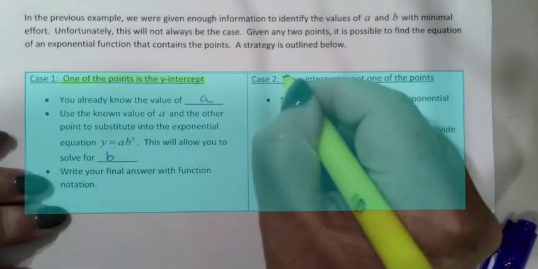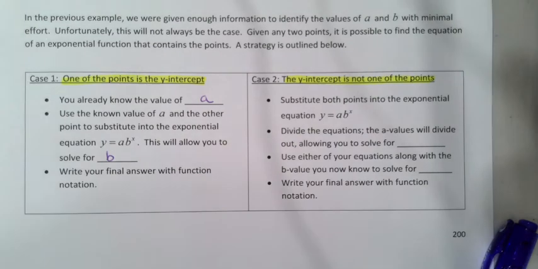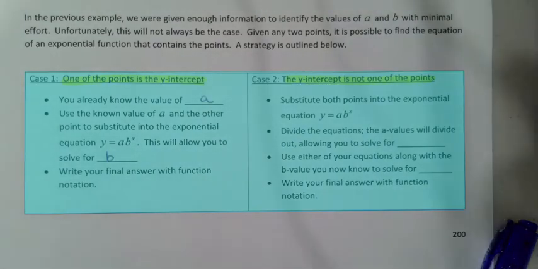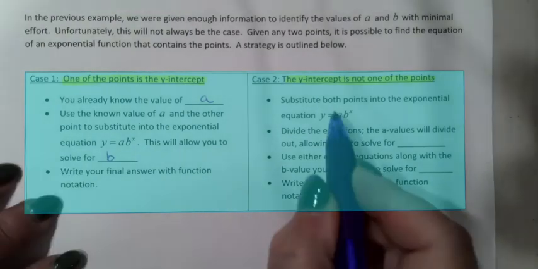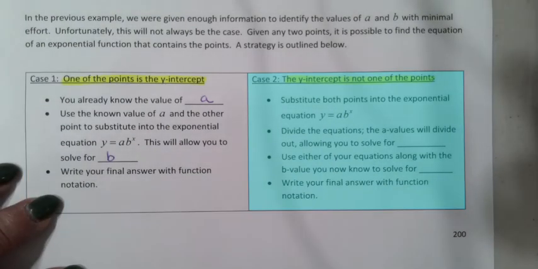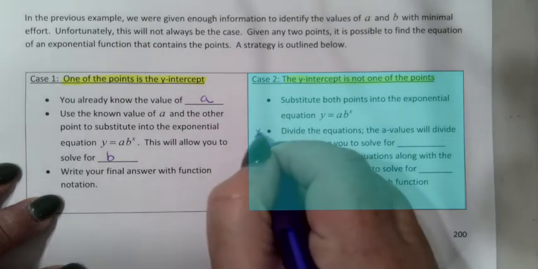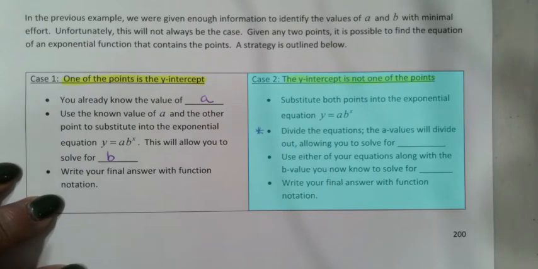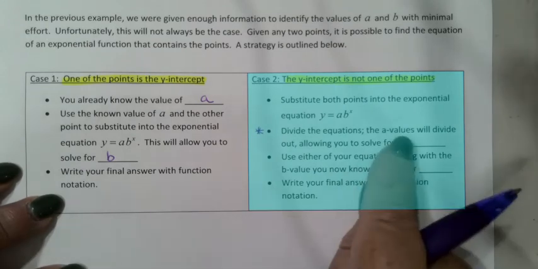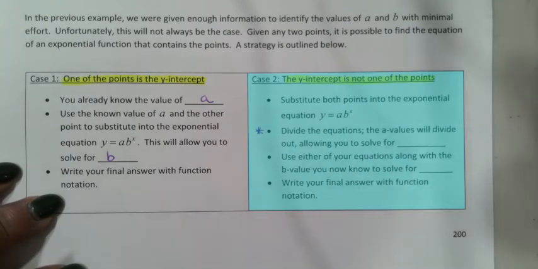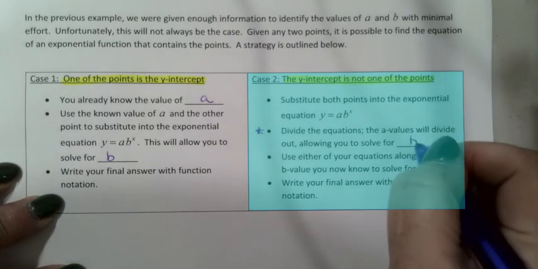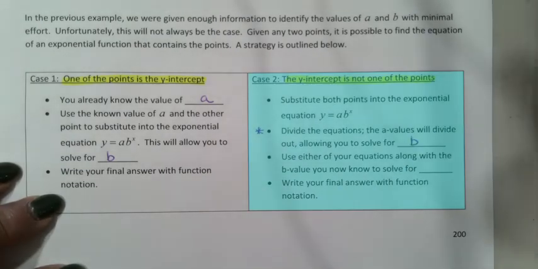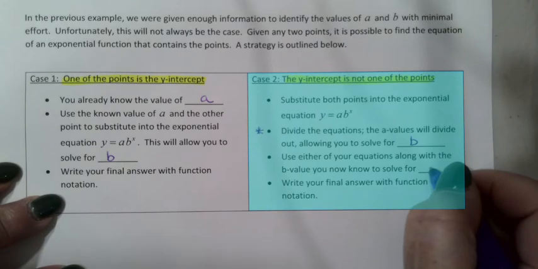What if we're given 2 points, but one of them is not the y-intercept? In that case, I don't have anything that I know right away in terms of finding a and b. So I'm going to substitute both points into my equation. And then this is a really key step here. We'll divide the equations by one another. And what that's going to do for us is divide out the a values, allowing us to solve for b. And then we can go back to one of the first equations and solve for a.